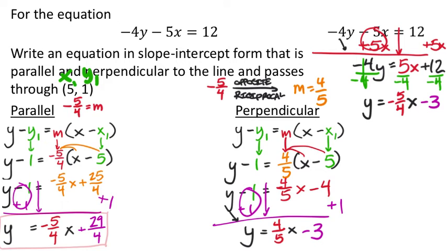So we now have both: parallel and perpendicular, and both these lines go through this point, 5, 1. Now, not that this is pertinent to the problem here, but this means if you graphed both these equations, I believe they intersect at 5, 1. That probably doesn't make a difference, though.